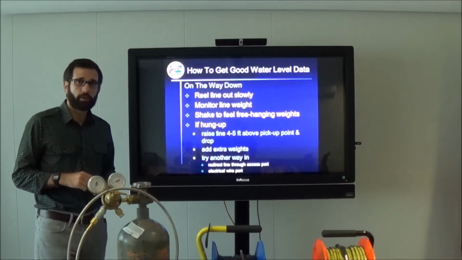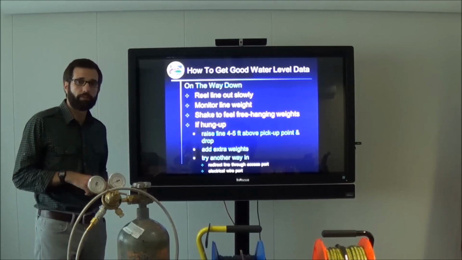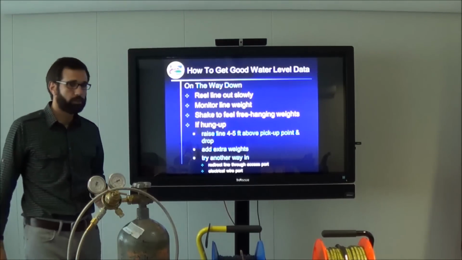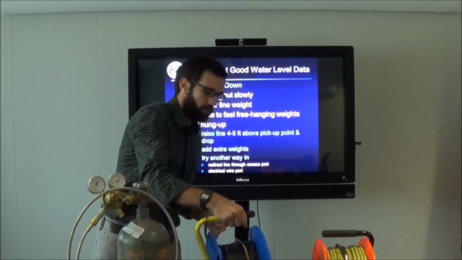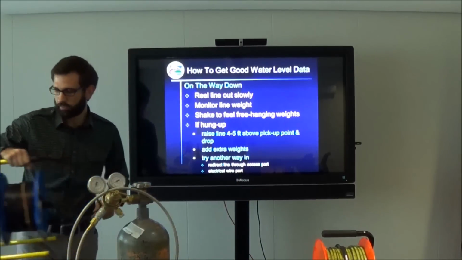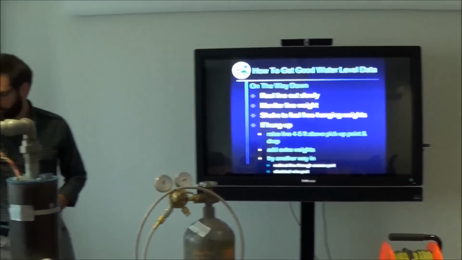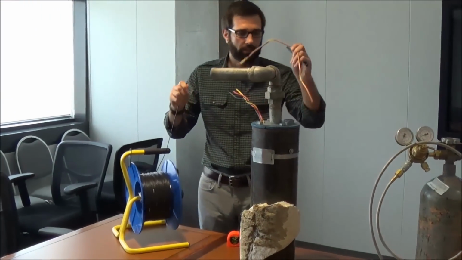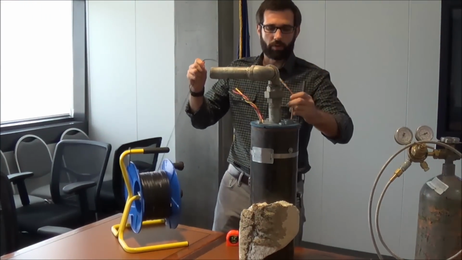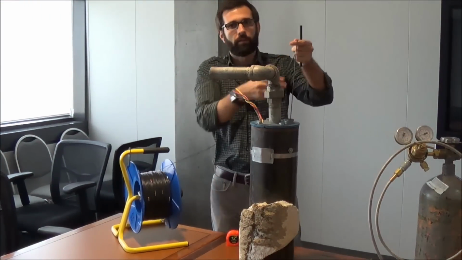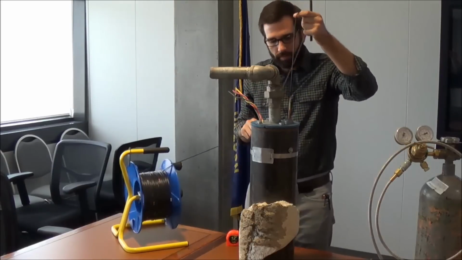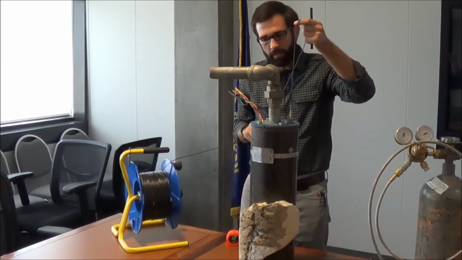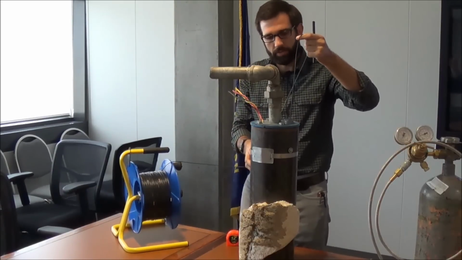So, now if we're talking about actually measuring the water level, while you're going down the well, you want to reel out slowly. So if we're going down here, we want to be reeling out slowly. We want to be feeling our way down the well. You can feel the weight on this, and you want to be able to feel if you're hitting any obstructions in the well.